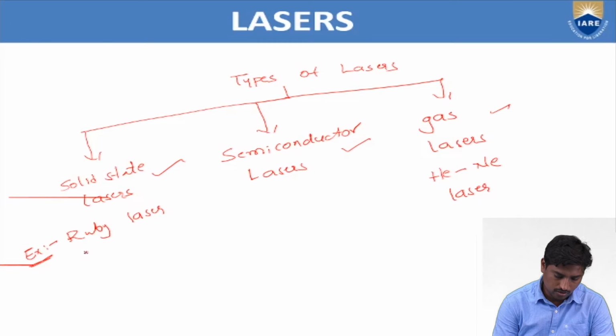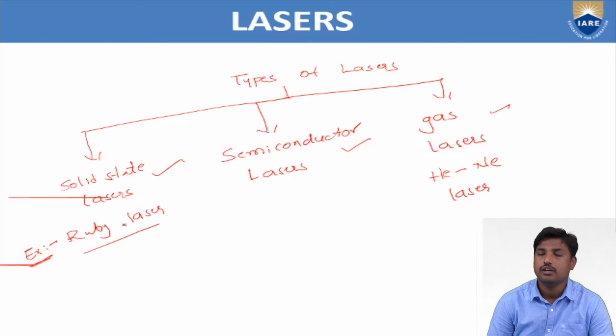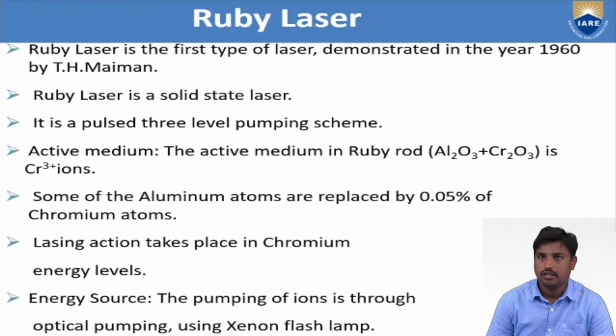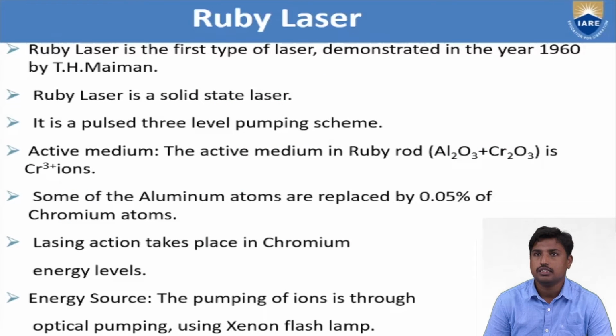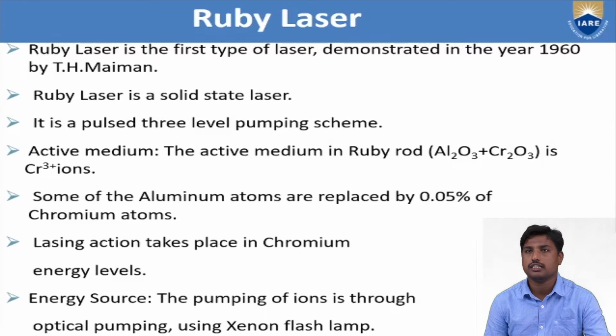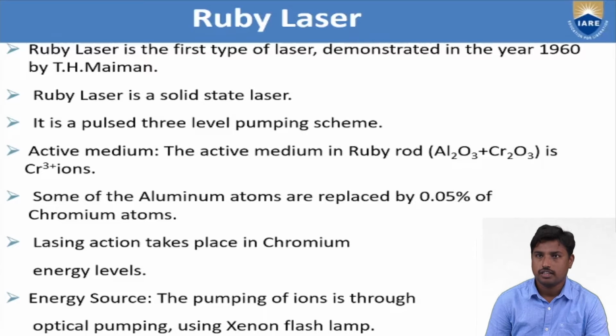In this class we are discussing only the ruby laser. The ruby laser was the first laser demonstrated, in the year 1960 by T.H. Maiman. Ruby laser is a solid state laser, and we already discussed solid state lasers. It is a pulsed, 3-level pumping scheme, which means only 3 energy levels are present.